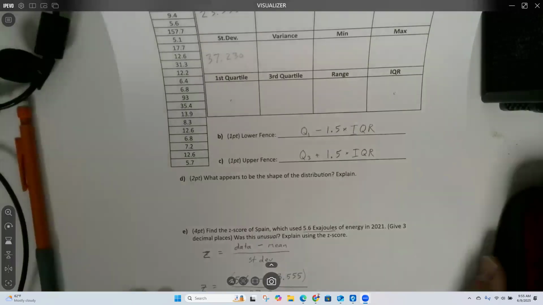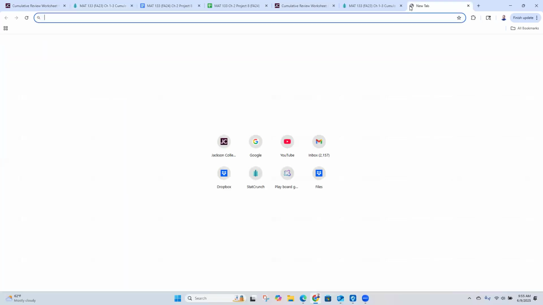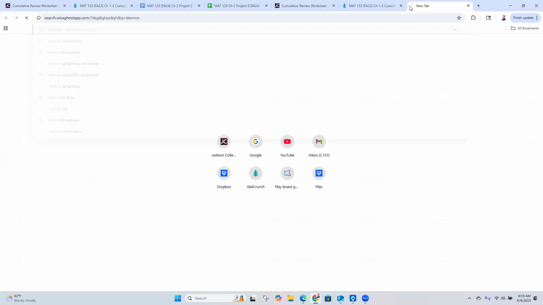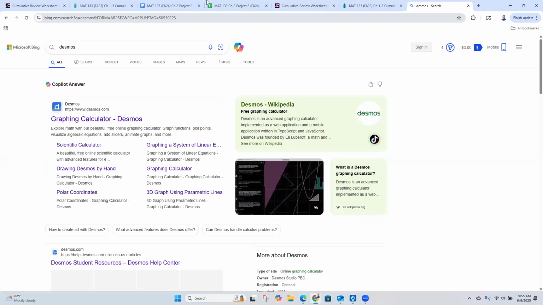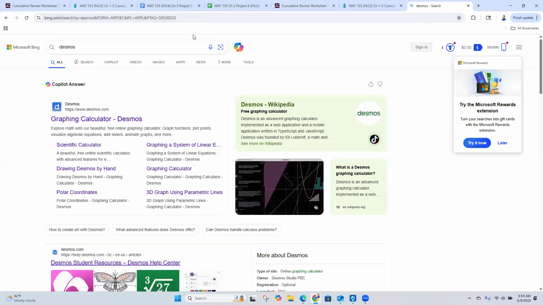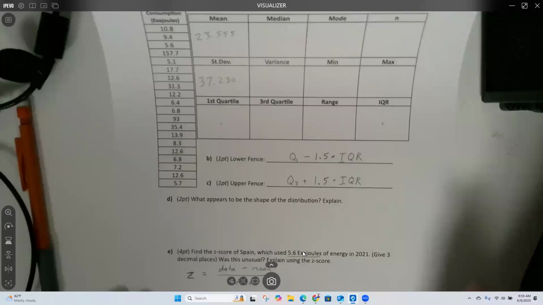I don't have Desmos open, so let's see here. I should have opened that earlier. While that's thinking, I'm going to jump back over here.